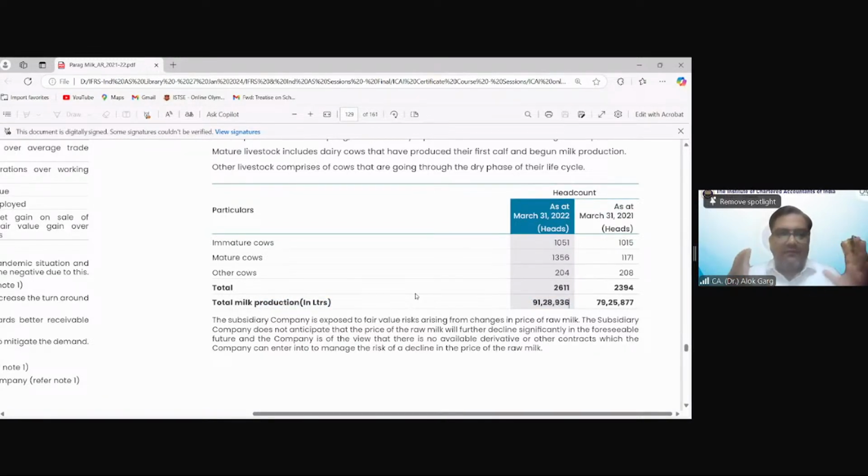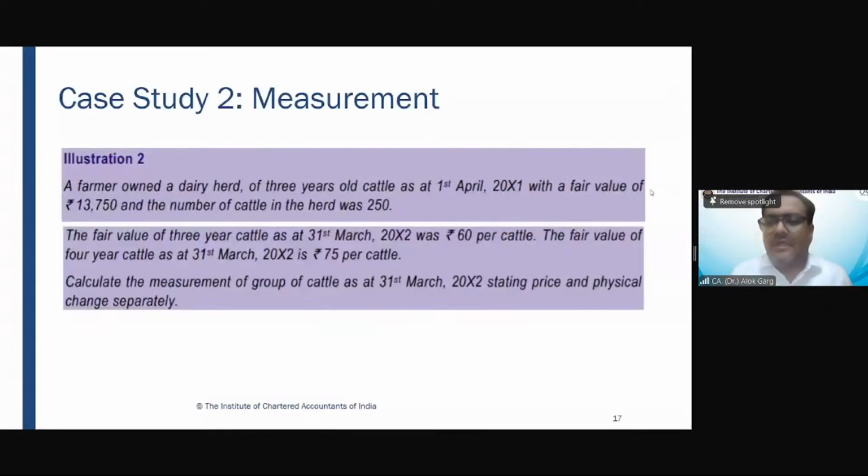Have you got some comfort after looking at the real life listed company annual report on the application of Ind AS 41? Yes or no? Yes, sir. Okay. So have you understood the accounting recognition, measurement, biological asset, agriculture produce, initial, subsequent, correct? So now let's quickly discuss illustration number 2.